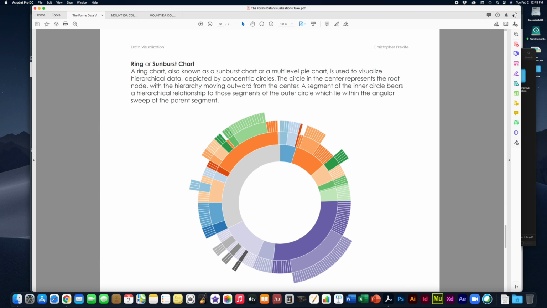There's a hierarchical relationship between all of these segments of the outer circle, which lie within an angular sweep of the major segments. So the major segments are on the inside circle, gray, light purple, medium purple, dark purple, and then so on and so forth. And then all of the ones that extend out from that get their color coding cues from those inner circles, and then the data extends outwards. The sunburst chart is probably one of the most visually attractive looking charts for sure.